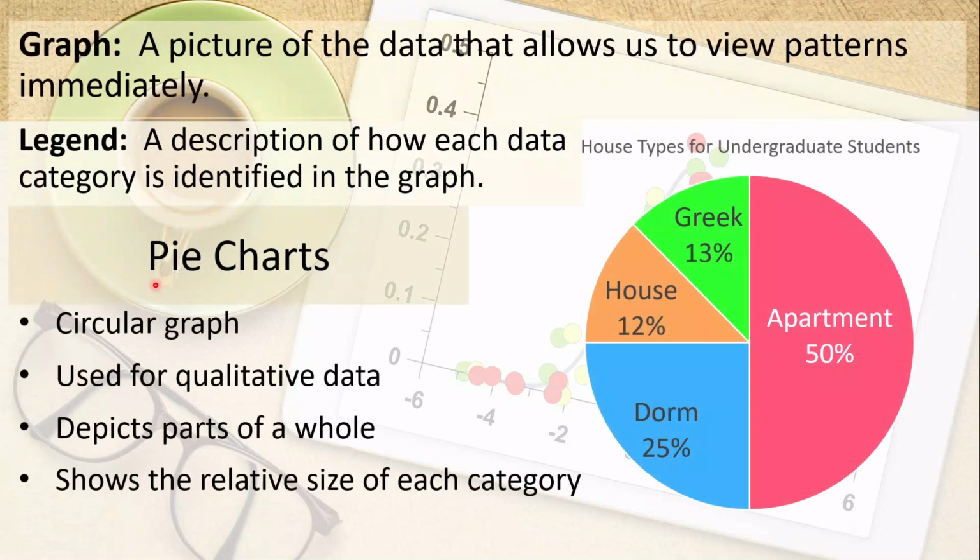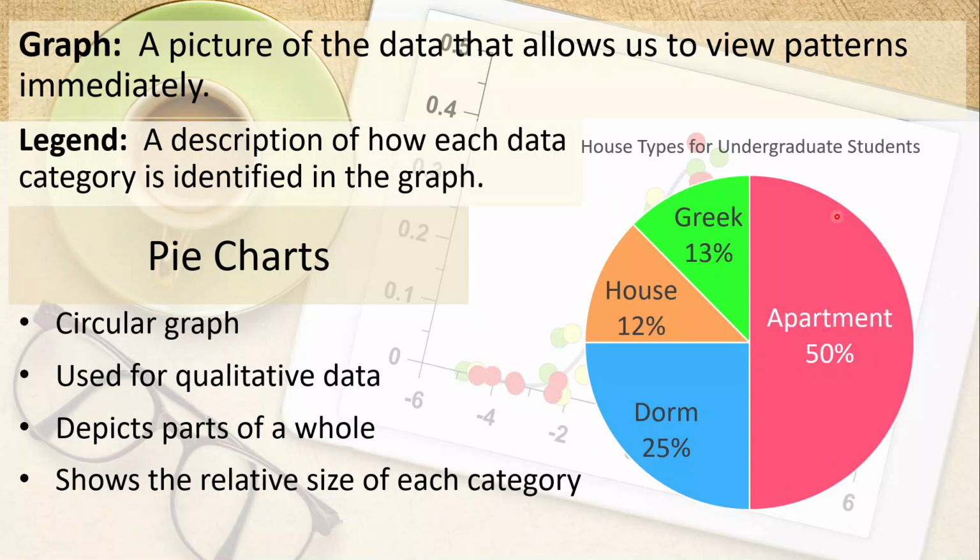Now, before we get into a pie chart, which by the way is right here, what is a graph? Well, a graph is essentially a picture of the data, and this picture will allow us to immediately view patterns within the data. Sometimes a graph will have a legend, which is a description of how each data category is identified in the graph. So for example, this lettering here, which tells you that half of your students are going to live in an apartment, is essentially a legend.